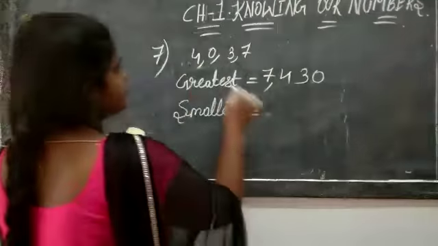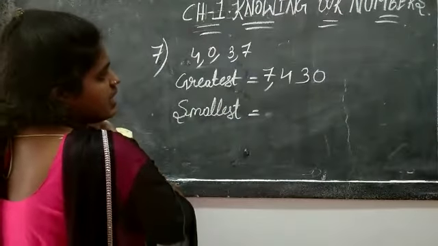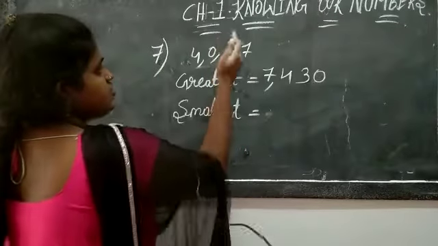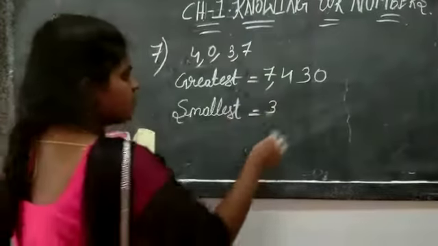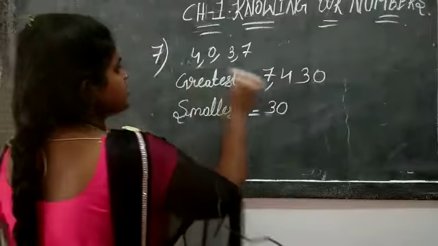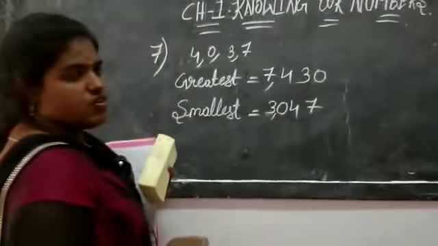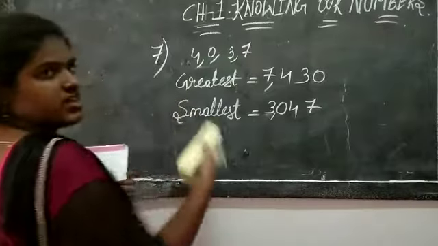And this is your smallest. Which is your smallest number? 0. But for the starting number you need to not take 0. First you need to take the second smallest number, 3. Then afterwards you take 0. Then next smallest, 4 and 7. Now what is your answer? 3,047 is your answer. This is your 7th sum.